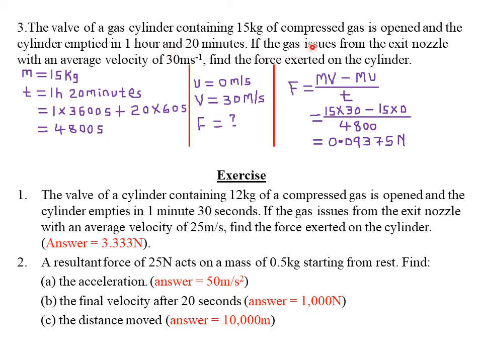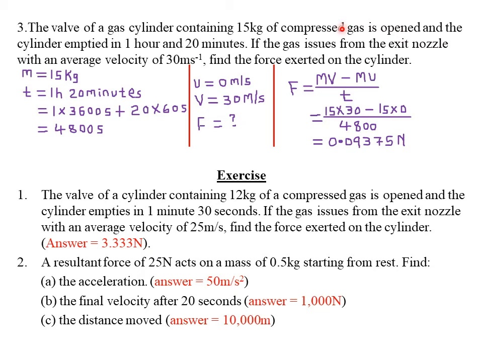Then we are told that the gas issues from the exit nozzle with an average velocity of 30 meters per second, so that is our final velocity of that particular gas. Then we are told that initially the valve of a gas cylinder containing 15 kilogram of compressed gas is opened. So if this gas is being opened, it means initially it was enclosed within that particular gas cylinder.